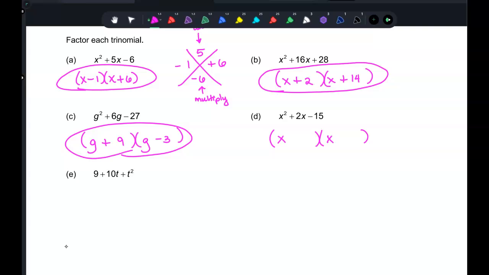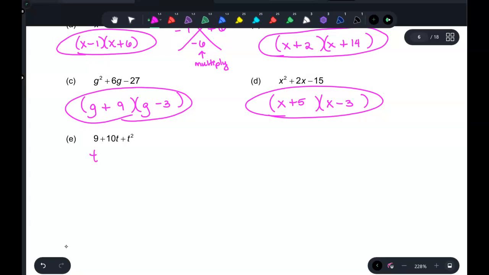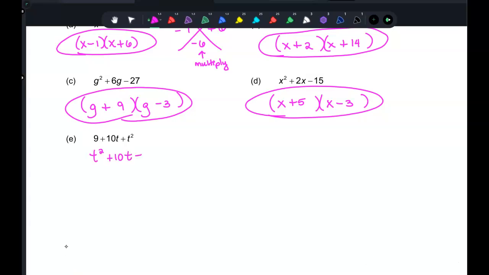Does it matter what order I put the numbers in? No. Okay, if this one's confusing, it's just 1 and 9. It's t plus 1, t plus 9.